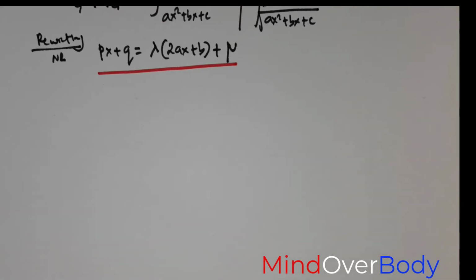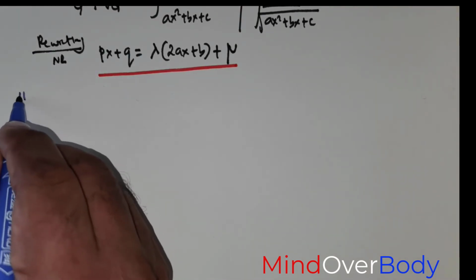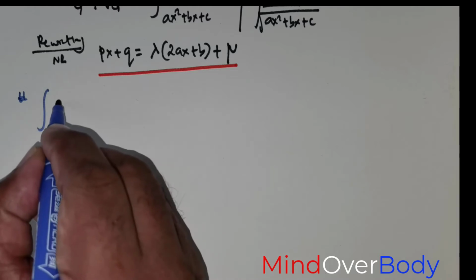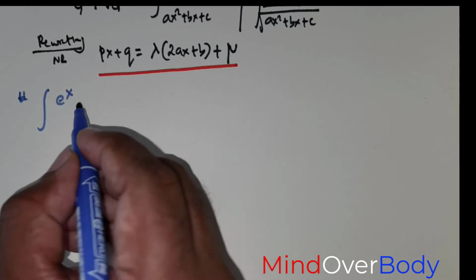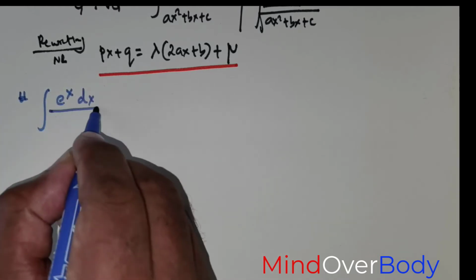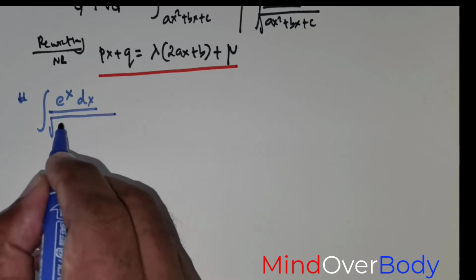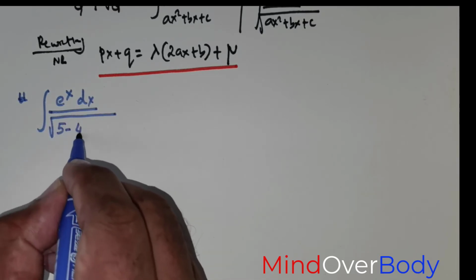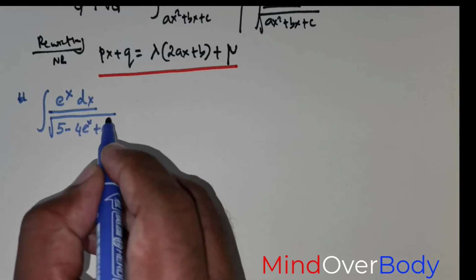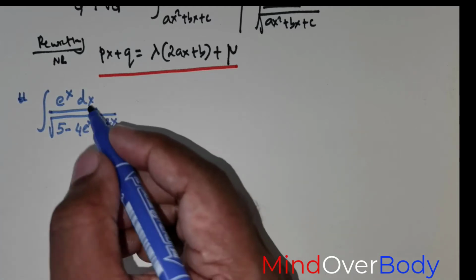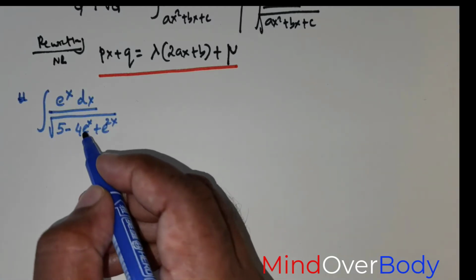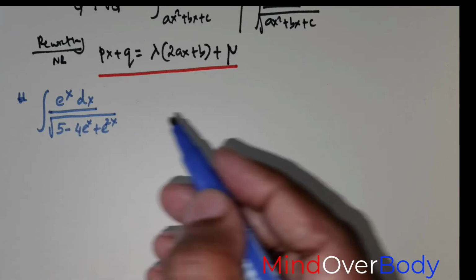Students, let's try applying the concepts we studied in solving this question. Integral of e^x dx over the square root of (5 − 4e^x + e^(2x)). So we have a function which is exponential in nature.